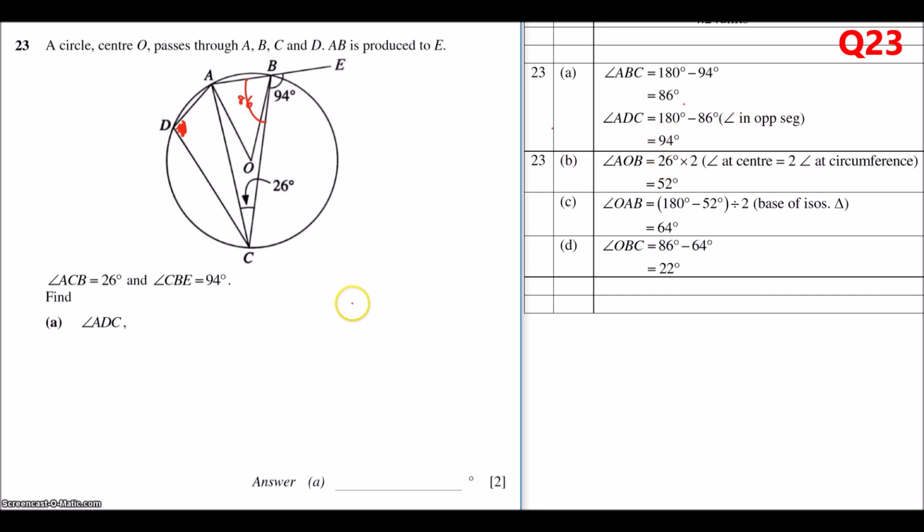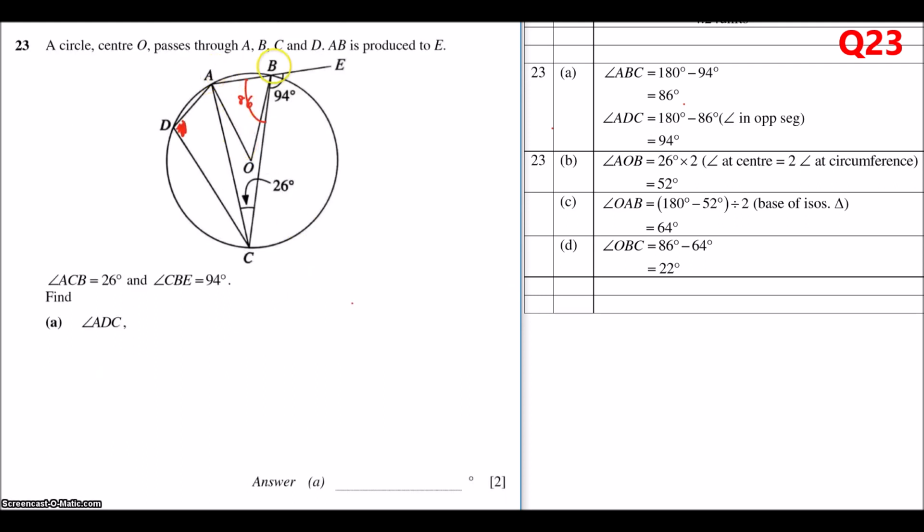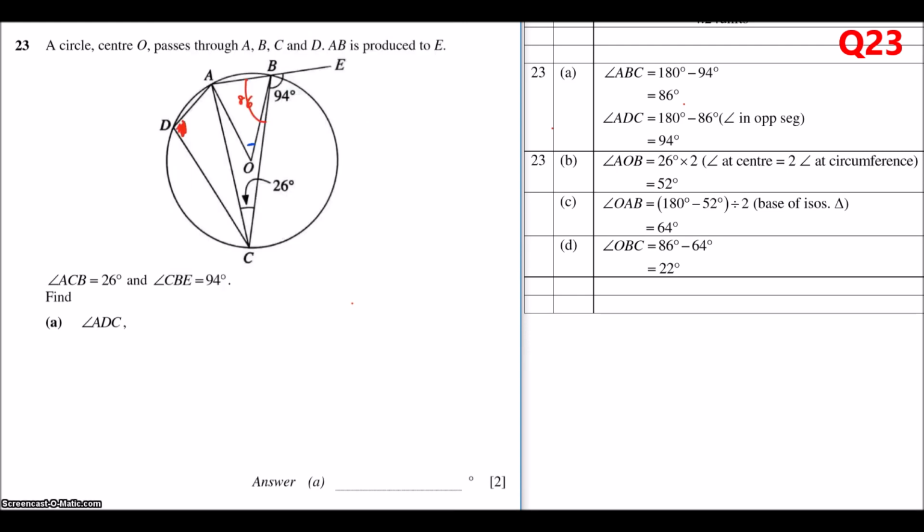So next part, we're looking for AOB. So AOB will be the one in the middle. And once you have this, it's very obvious. We're looking for the double V's. So this is the double V that we're talking about. These are two V's, which means that this angle is double of 26. So that's why they have the working here. 26 times 2, you get the one in the middle here, 52.